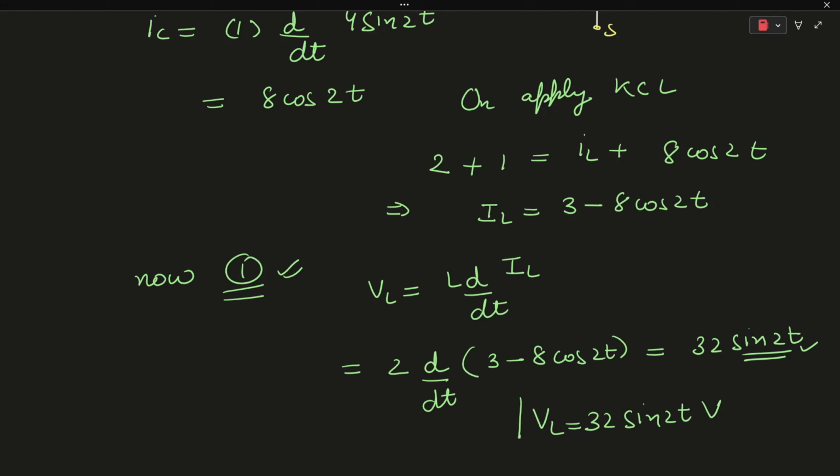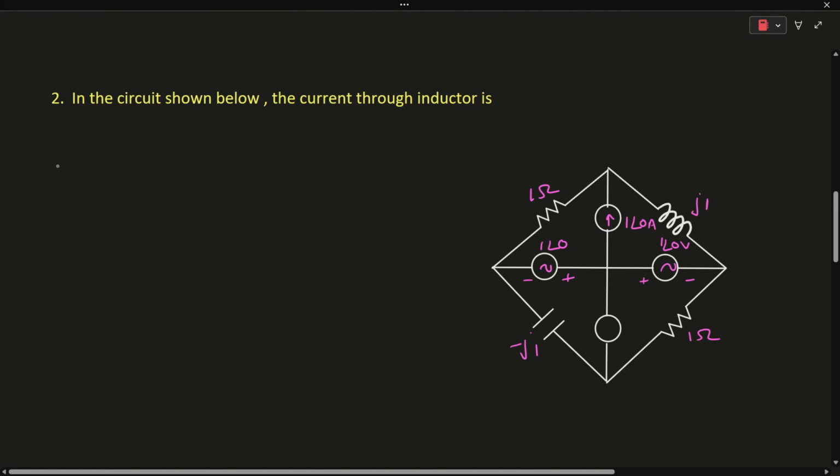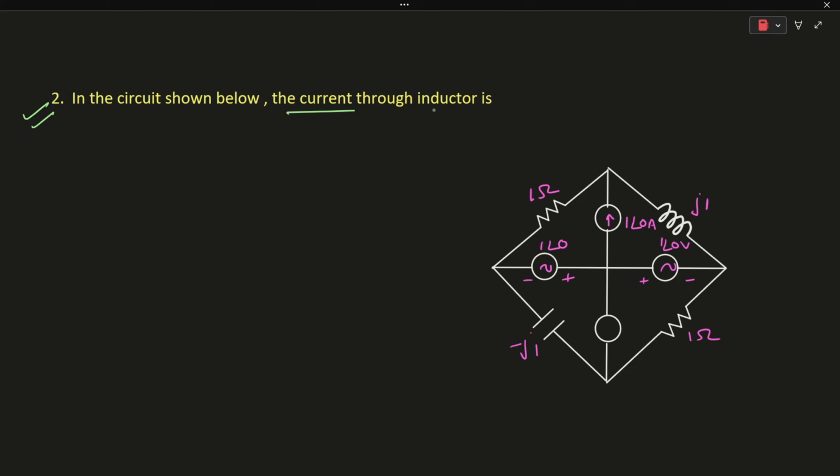So I hope it is clear how we are approaching this problem. Now let's solve the second problem. In the second problem, we need to find the current flowing through this inductor.